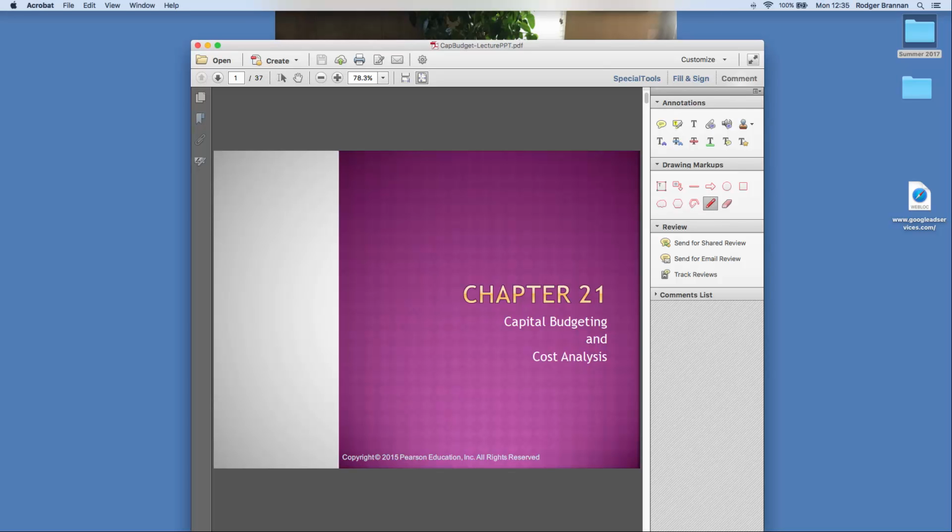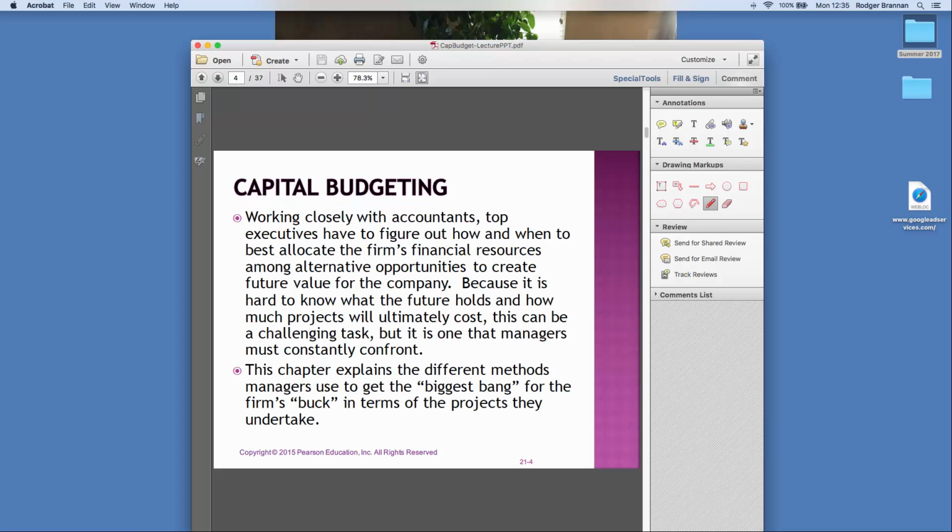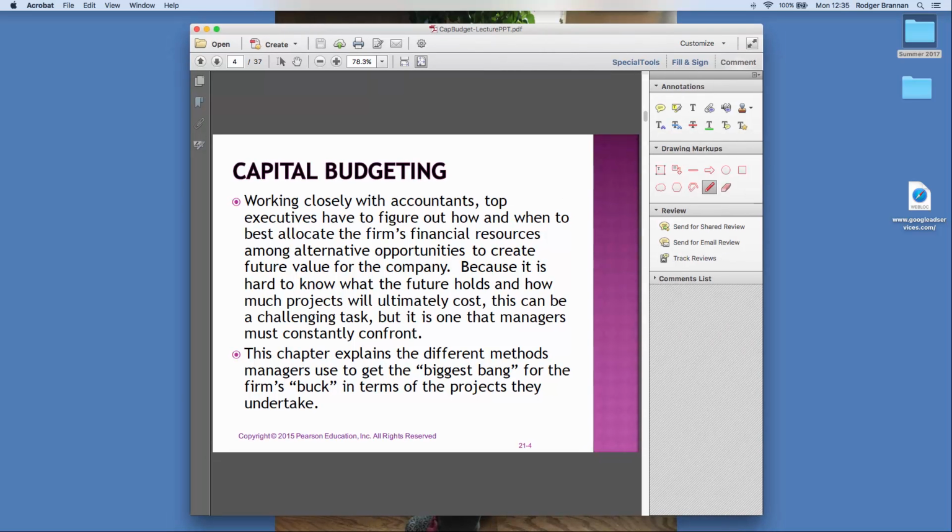Okay, we're going to talk a little bit about capital budgeting here and look at how it fits in and how it is used. Particularly with capital budgeting, we're going to be spending a little bit of time, especially with the problems, on how to use time value of money, particularly with net present value and internal rate of return.